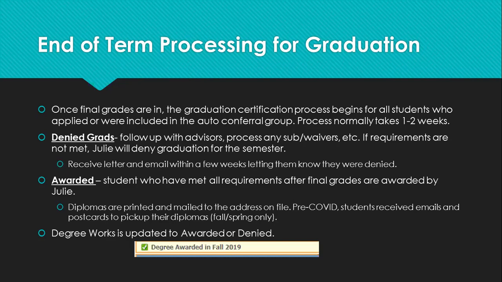Diplomas are just being mailed to the address on file that we have. And then I included a little screenshot from DegreeWorks that once the degree is actually awarded, you can see that in the box at the top that it was awarded. If it was denied, it would say denied.